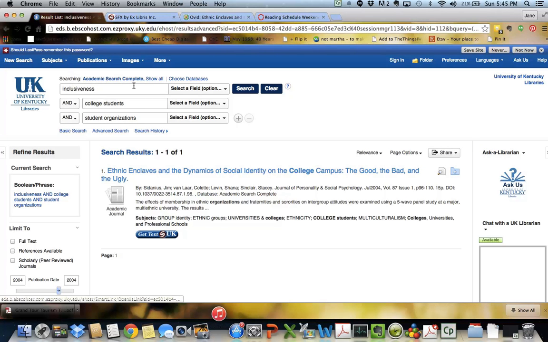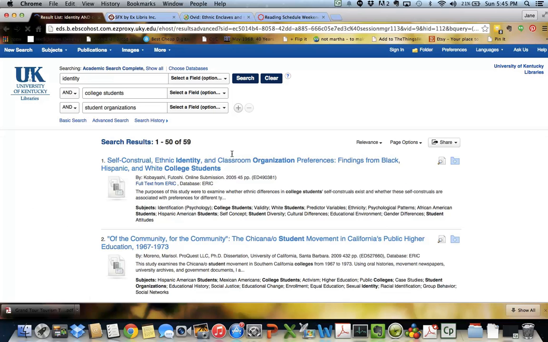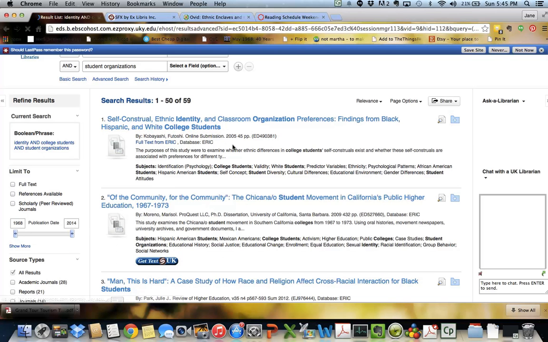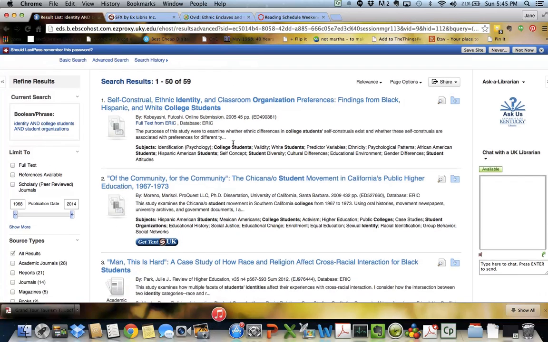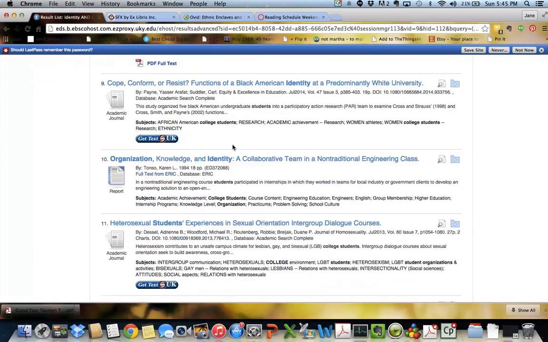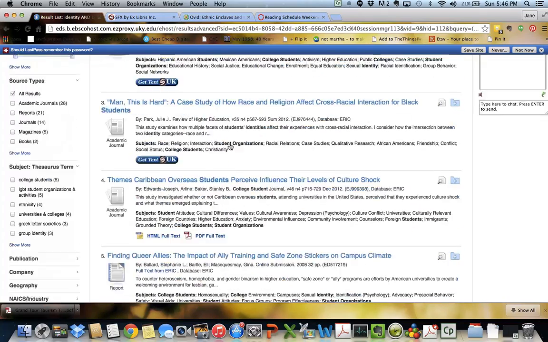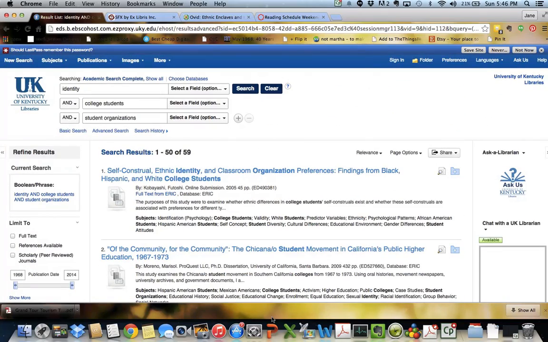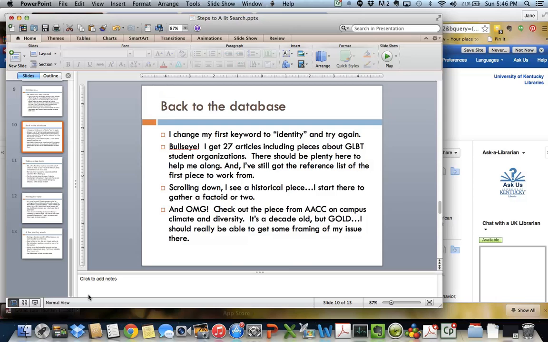So if we change inclusiveness to identity, and hopefully it'll work. Yeah, so now, the last time I did this, there was 27 or something. So now this gives me clearly a lot of stuff to triage my way through. Inevitably, for some reason, medical journals get snuck in here, and there's some kind of chemistry. I'm always surprised at the kinds of things that can find their way into my searches.